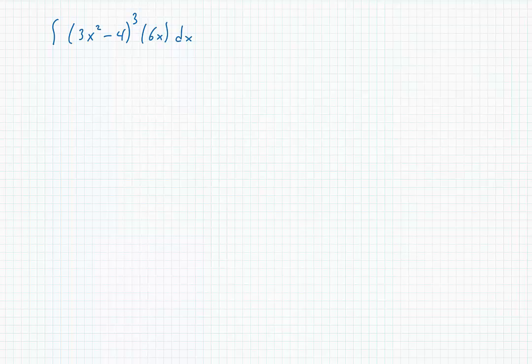And then there's another piece of the function that's going to have an inner and an outer part, and typically our u is going to be that inner part, and the derivative of u will be this extra thing that we have somewhere else in the function.